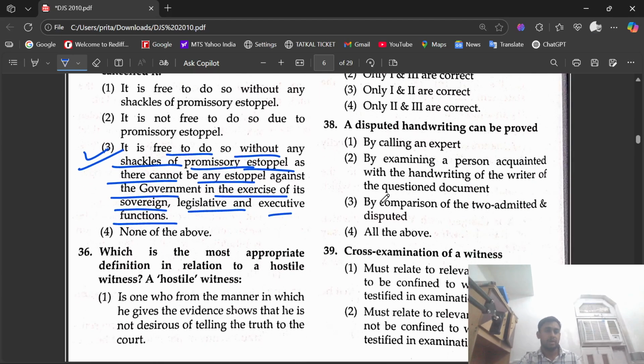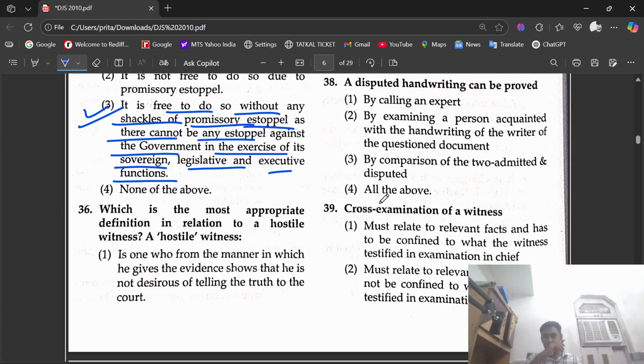Question number 36. Which is the most appropriate definition in relation to a hostile witness? A hostile witness is one who, from the manner in which he gives the evidence, shows that he is not desirous of telling the truth to the court.